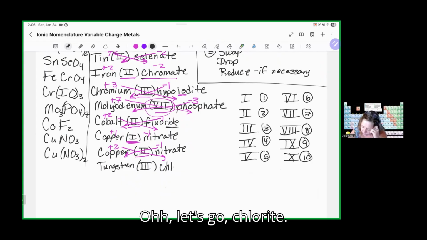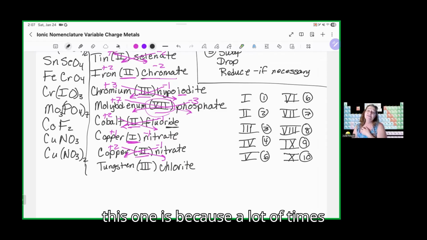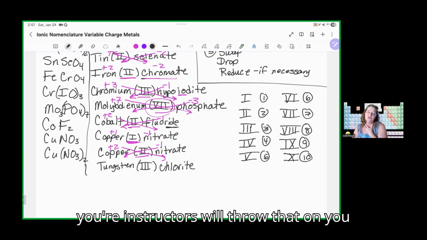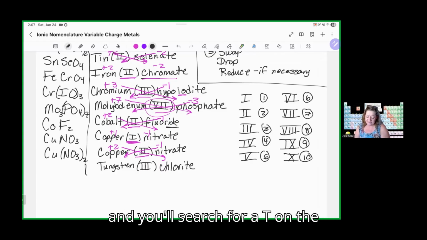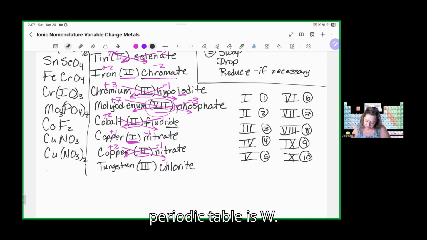Let's go, chlorite. Okay, so tungsten, and the reason I did this one is because a lot of times your instructors will throw that on you and you'll search for a T on the periodic table. Okay, tungsten on the periodic table is W. He's a W.